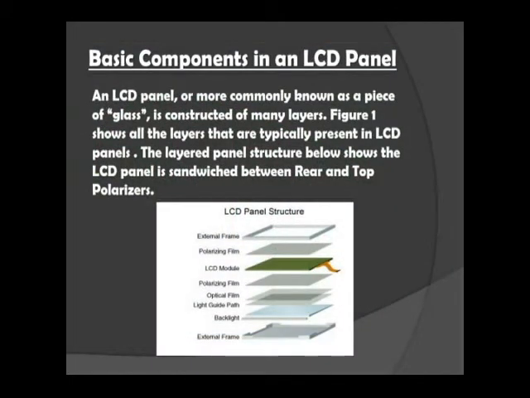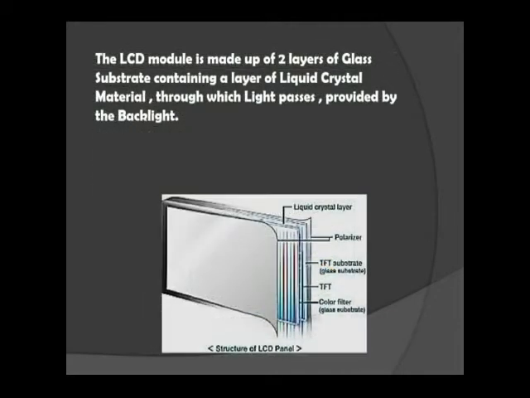Basic components in an LCD panel. An LCD panel, or more commonly known as a piece of glass, is constructed of many layers. The figure shows all the layers that are typically present in LCD panels. The layered panel structure below shows the LCD panel is sandwiched between rear and top polarizers. An LCD module is made up of 2 layers of glass substrate containing a layer of liquid crystal material through which light passes, provided by the backlight.